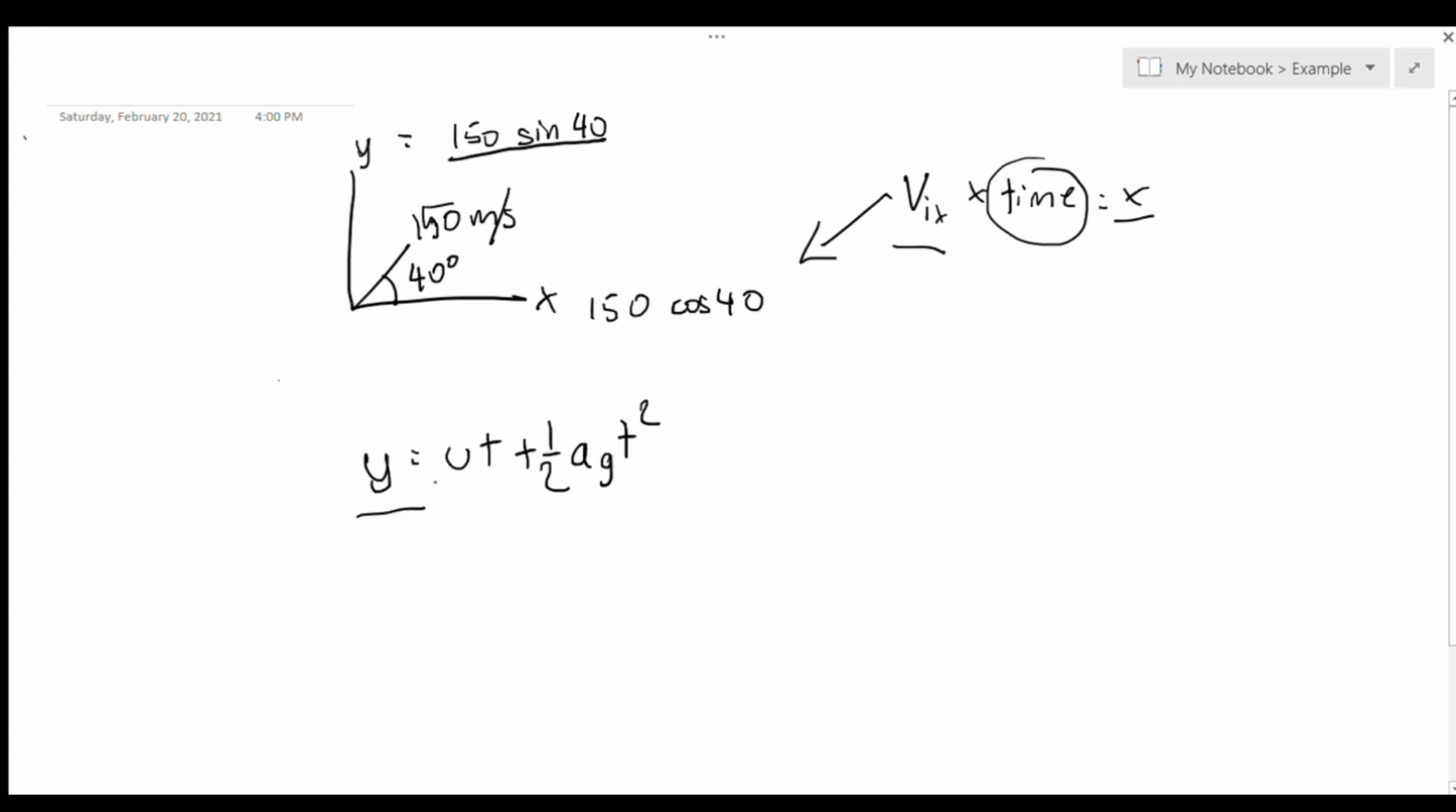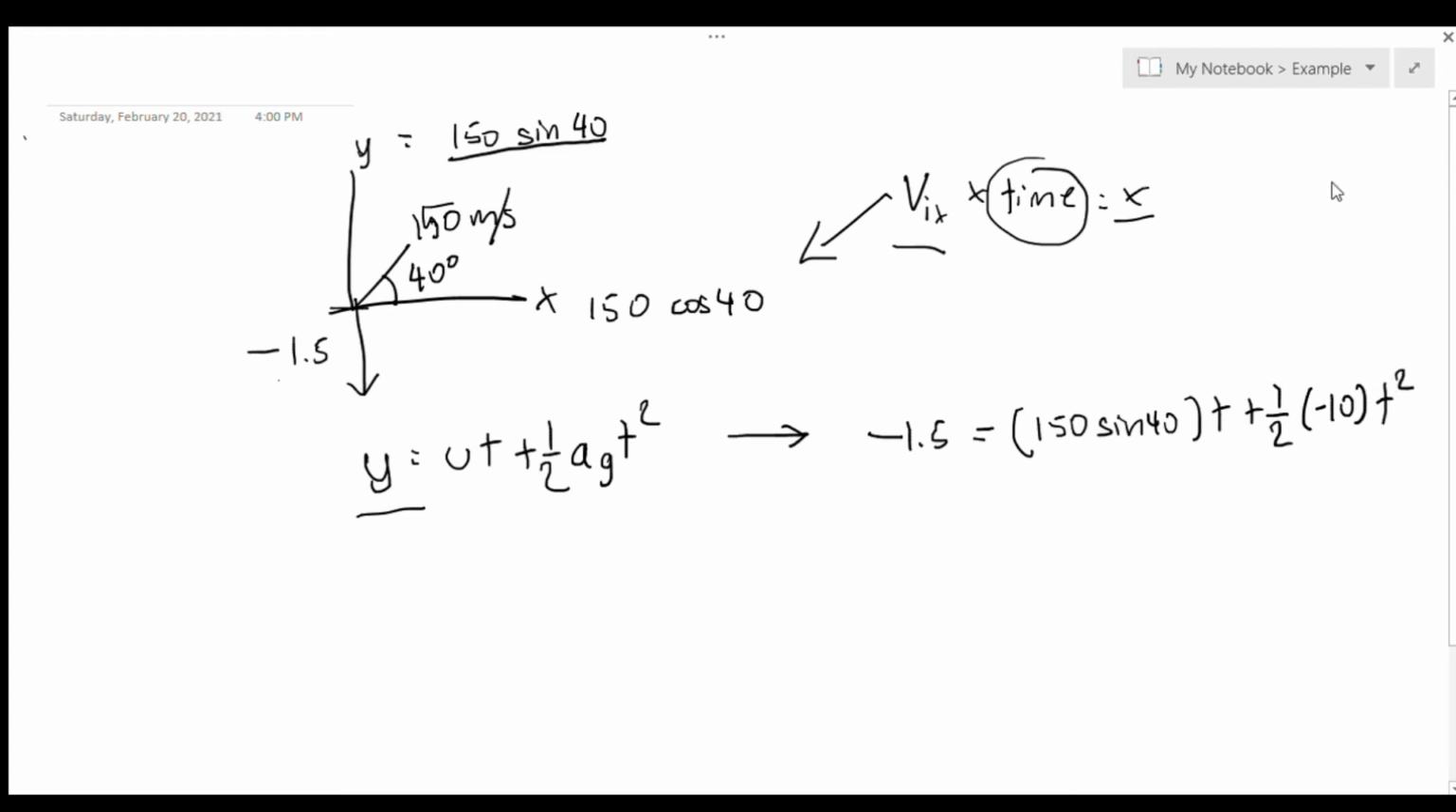Y, in this case, is the 1.5 meters above the ground, which means it should look like this. But since we're trying to get the value from here, that means this will become a negative value. So the whole equation will look like this: negative 1.5 from the height it was above the ground. U is 150 sine 40. T is an unknown, plus 1 over 2. A is negative 10 since it's acceleration due to gravity coming down. And lastly is t squared, which is also unknown.